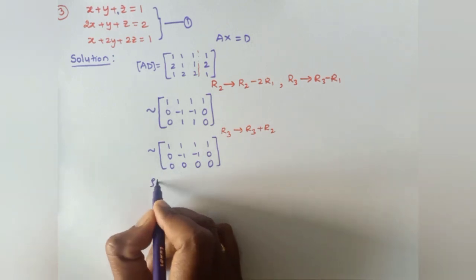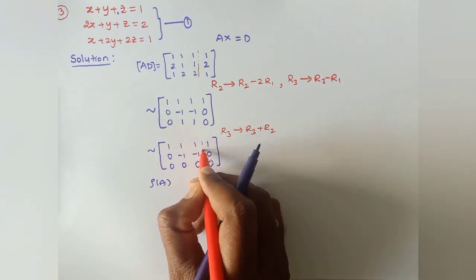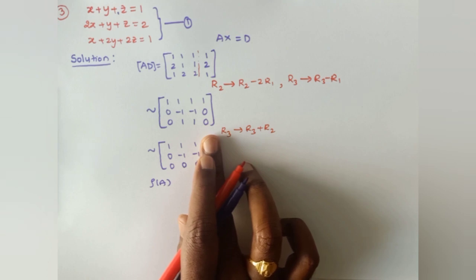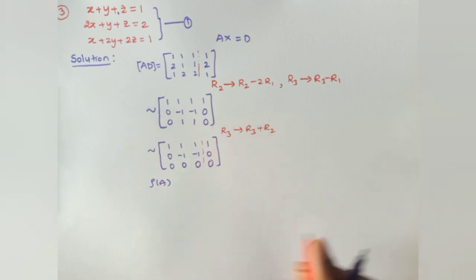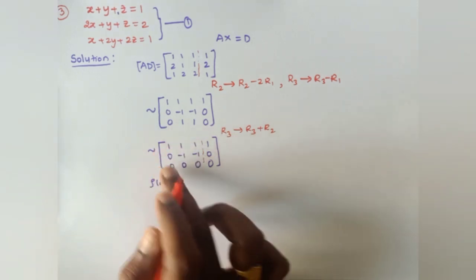So that is the rank of A. What is the rank of A here? Just observe that. How many non-zero rows are present? First row is a non-zero row, second row is also a non-zero row, third row is a zero row. Therefore the number of non-zero rows present in the matrix A after elementary transformations is 2.